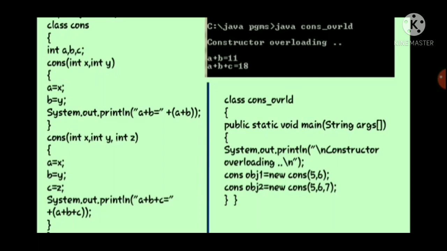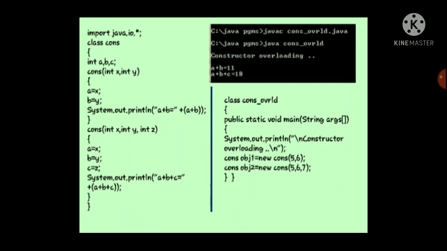So we have seen classes and objects completely, then we saw constructors and also constructor overloading, right?